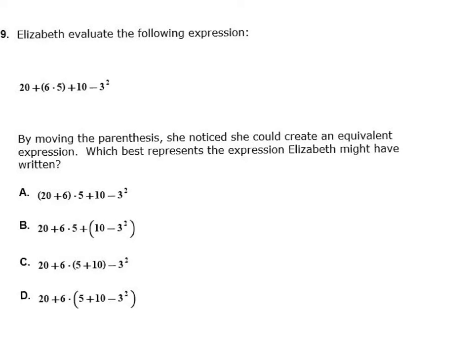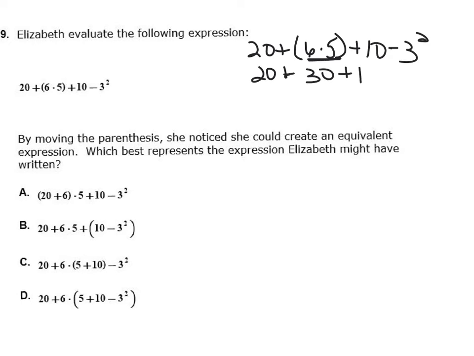So we have to solve this one first. So this is going to be 20 plus 6 times 5 plus 10 minus 3 to the second power. So 20, we're going to do parentheses. So 20 plus 30 plus 10 minus 3 to the second power. Now we're going to do exponents. 3 to the second power is 9.